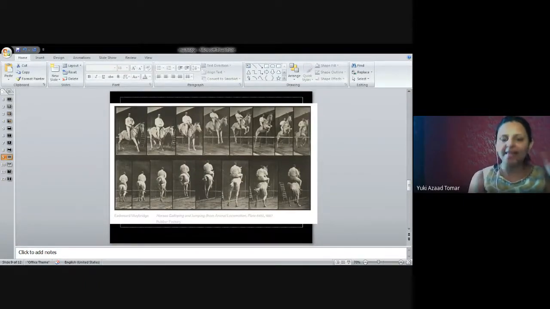I was saying that after so many years, Muybridge started his experiment, and once he started his experiment at Stanford, this is for the first time that he succeeded in capturing an image of one of the horses, and the name of the horse was Occident. And what he clicked showed that all four legs of the horse were off the ground.